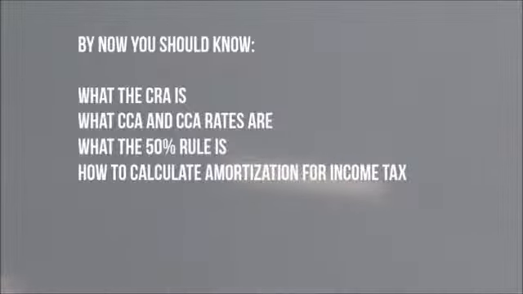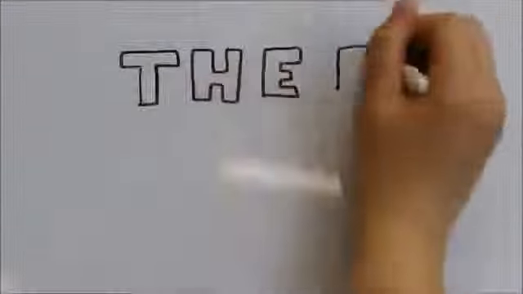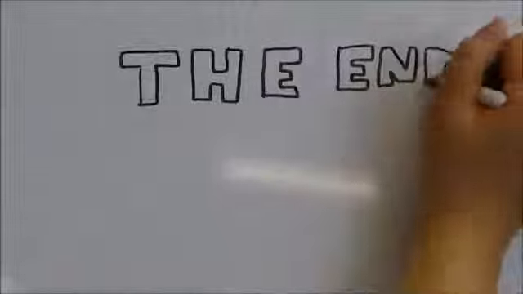By now you should know what the CRA is, what CCA and CCA rates are, what the 50% rule is, and how to calculate amortization for income tax. That concludes our video. We will discuss this more and work on some questions in class.